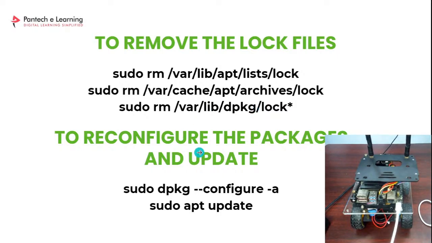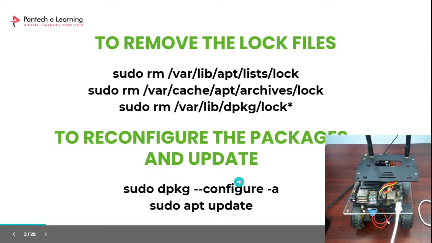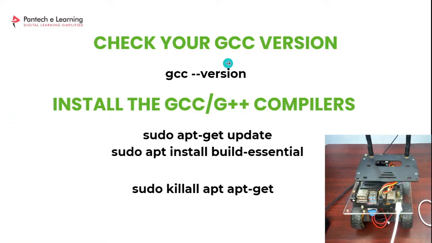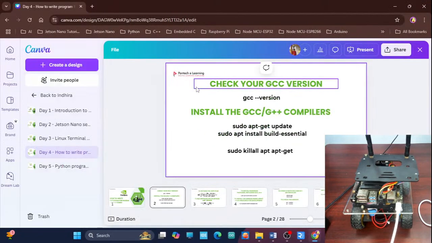And then to reconfigure the packages and update, you can go for these commands: sudo dpkg --configure -a, sudo apt update. If you failed in this particular thing, if GCC is not installed, you can go for the following commands. In the first step you will get your GCC version. Please don't go for all these commands if you already have GCC in your terminal.